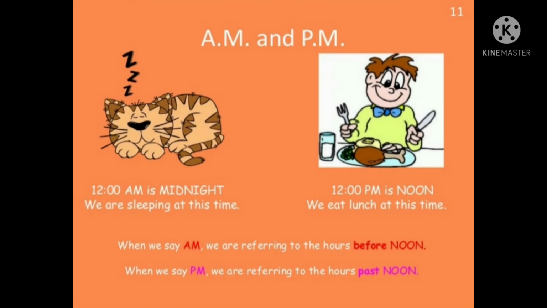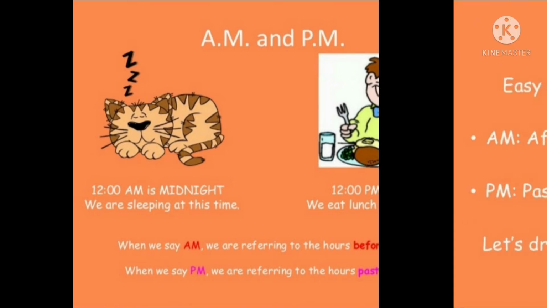When we see PM, we are referring to the hours, that means past noon, after 12 o'clock. दिन के 12 बजे के बाद, that is noon time. After 12 o'clock we say PM, and before 12 we say AM. Okay, AM means before noon, and PM means past noon. AM and PM.